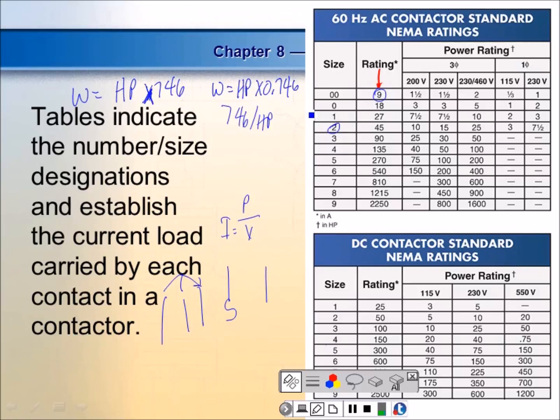And your answers are going to be, I should have written this, so your answer is going to be in what? Kilowatts. So you can do it both ways. You can take horsepower times 746 divided by 1,000, or you can take horsepower times 0.746, and that's going to be kilowatts.